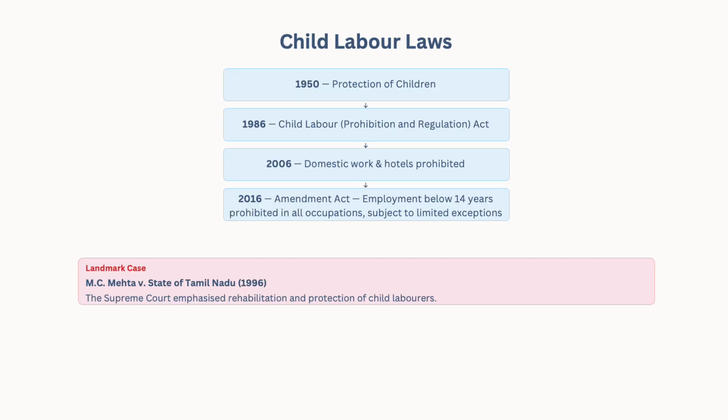Now, child labor laws. In 1950, it only had the fundamental rights. In 1986, it had the Child Labor Prohibition and Regulation Act. And in 2006, domestic work and hotels were prohibited. So, what do we mean by domestic work here, when it comes in relation to child labor?